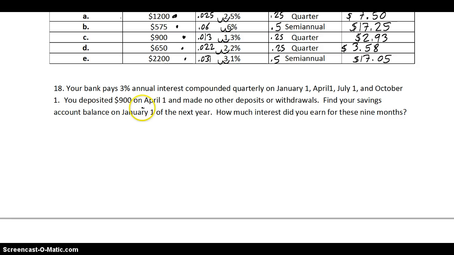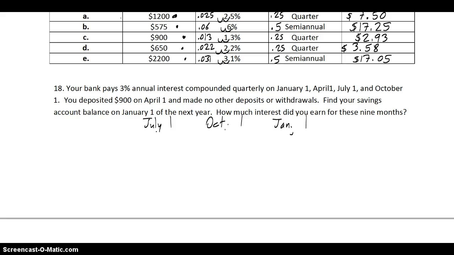So you put in the money on April 1st. July 1st, it's going to collect interest. October 1st, it's going to collect interest. And January 1st, again, it's going to collect interest. You were too late on the deposit to make the April one, okay? So how much interest did we earn for these 9 months? So basically, we're going to have to compound our interest 3 separate times.